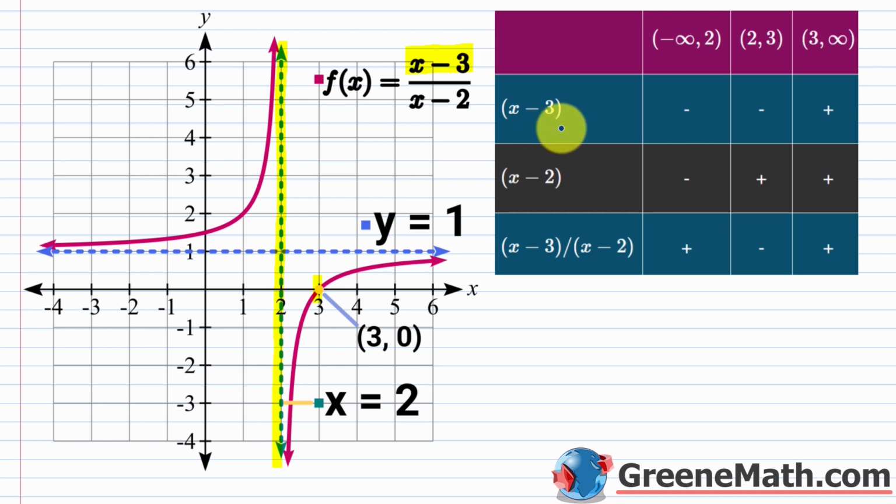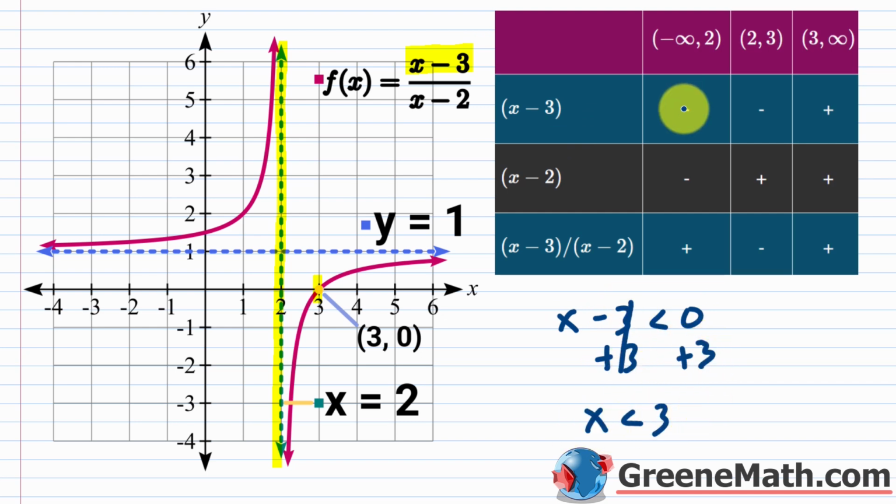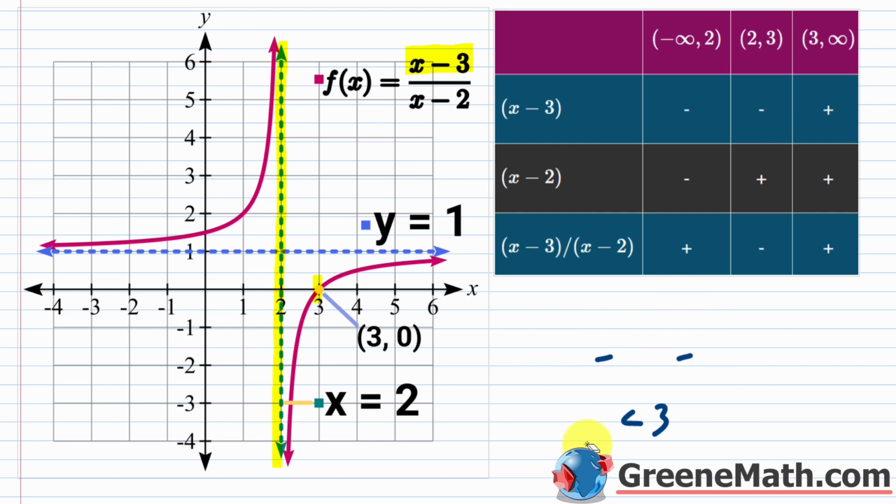So if you look at this, x minus 3, let me just set this up. Where is that less than 0? You add 3 to both sides of the inequality, this would cancel, and you get x is less than 3. So in this interval and this interval, it's going to be negative, and then in this interval, where we're greater than 3, it'll finally be positive. In terms of x minus 2, we already know that that's negative in this interval, and then positive in this one and this one.